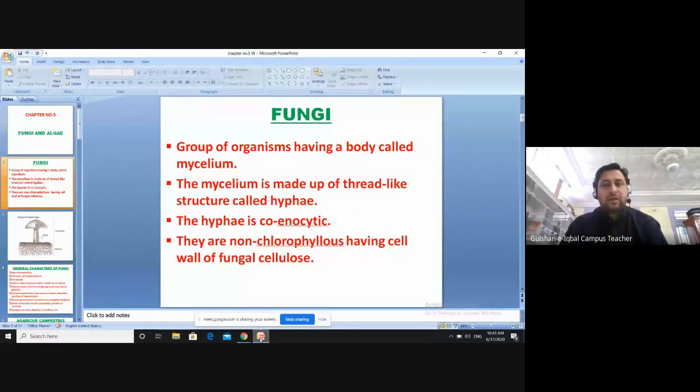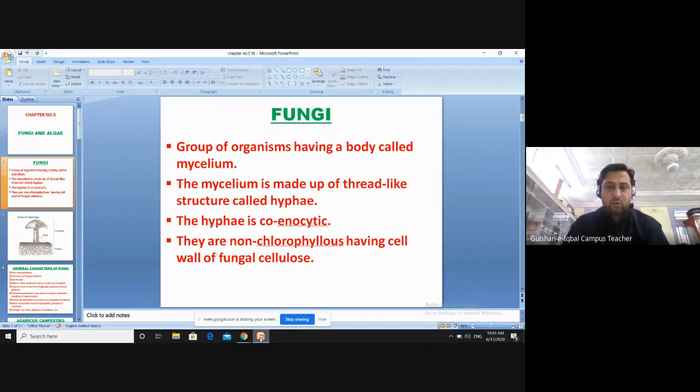They are non-chlorophyllous, means they do not have chlorophyll, and they have a cell wall, and that cell wall is made up of chitin or fungal cellulose. And you know cellulose is a compound of carbohydrate. So it means that the cell wall is made up of carbohydrates, cellulose. That is not true cellulose, it is a fungal cellulose, also known as chitin. So this is the definition of fungus.